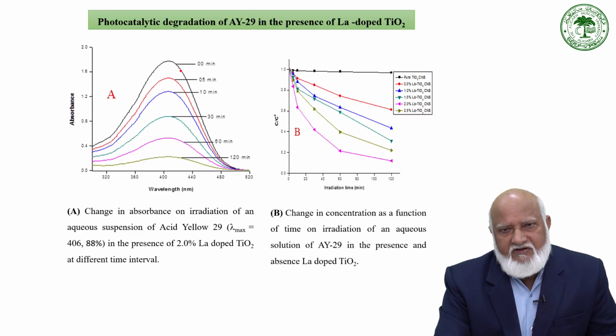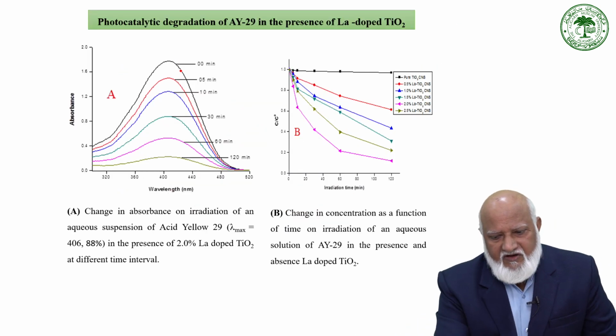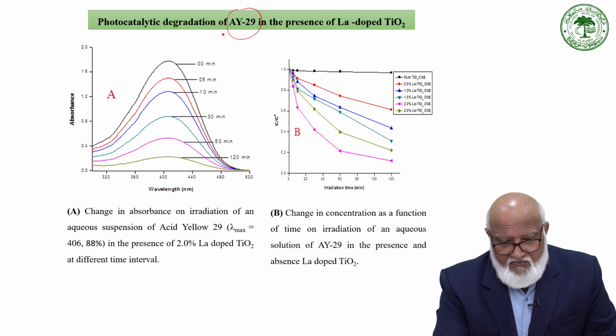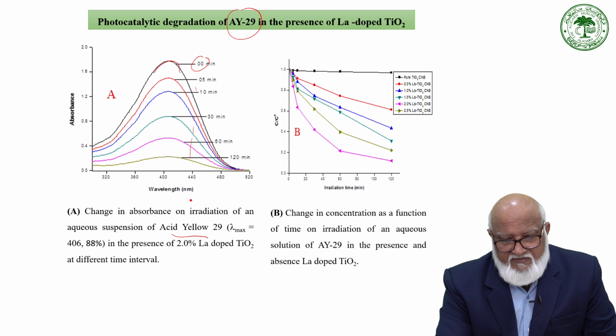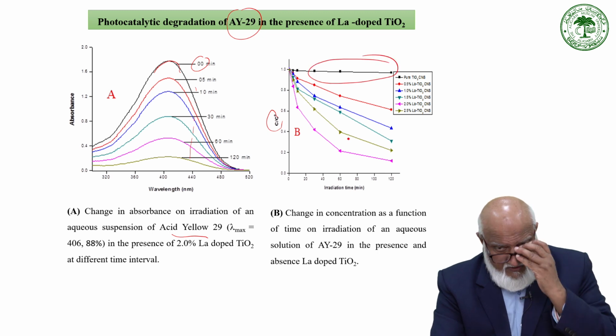This is another plot, just same as this one, but for a different compound, acid yellow AY29, and this is lambda maximum at T0, and then you can see that at different time intervals there is a decrease in absorbance. And this plot shows the change in concentration versus time, and this is what we would like to concentrate on here.